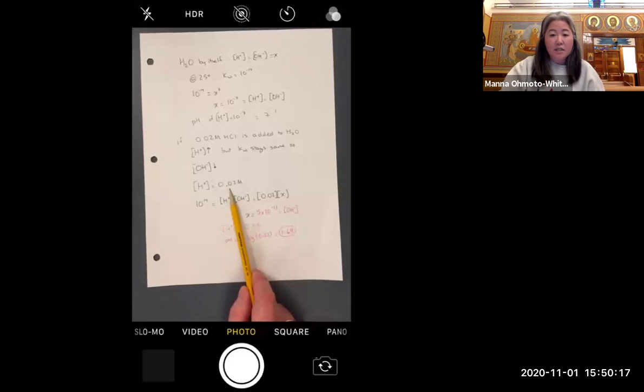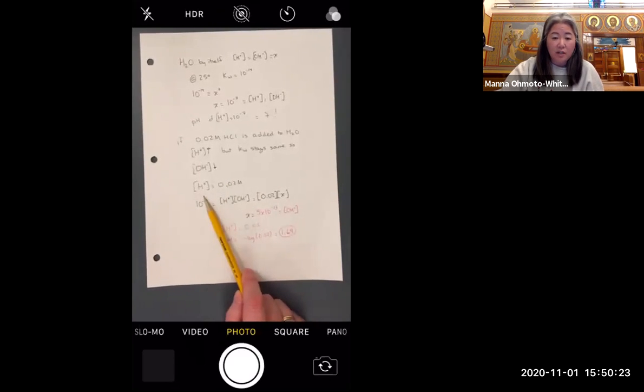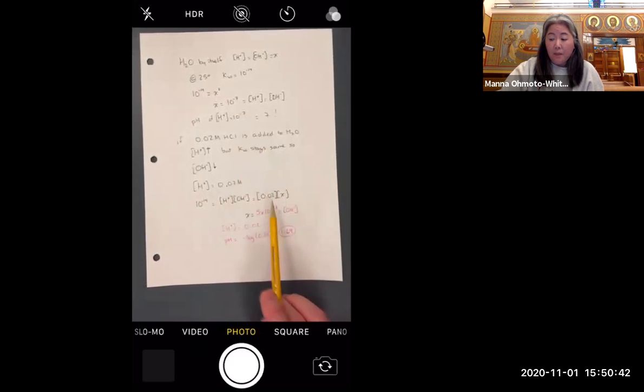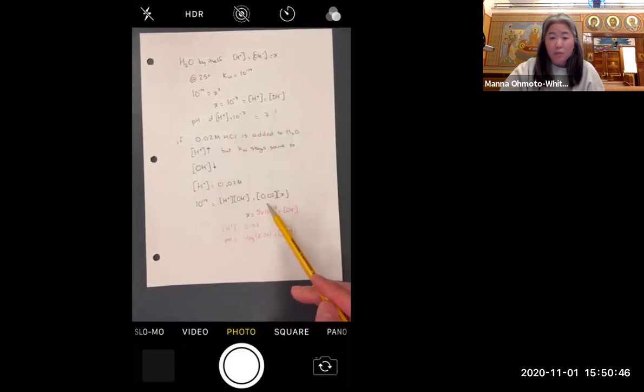So HCl is a strong acid, which means that when I add 0.02 moles per liter of HCl, that's how many hydrogen ions I will be adding. So 10 to the negative 14th is equal to 0.02 times X, which is my hydroxide ion concentration. When I solve for my hydroxide ion concentration, that becomes 5 times 10 to the negative 13th. So it went from 10 to the negative 7th to 10 to the negative 13th because my hydrogen ion concentration went from 10 to the negative 7th to 0.02.